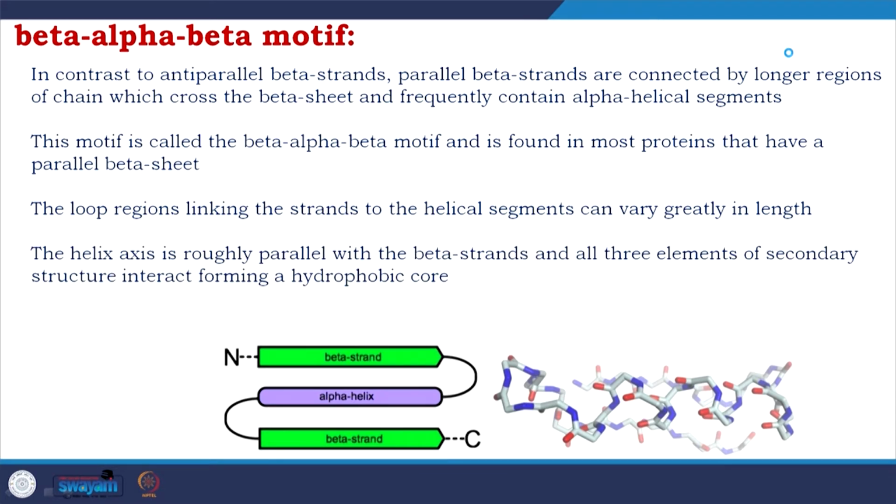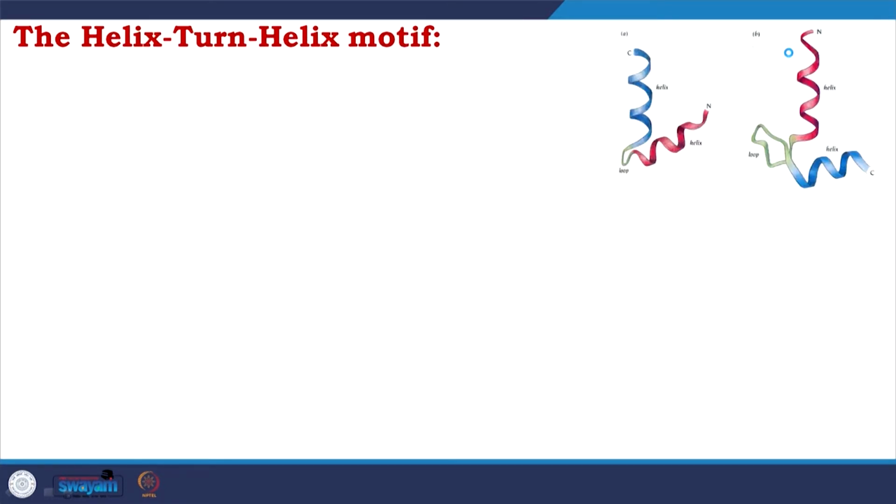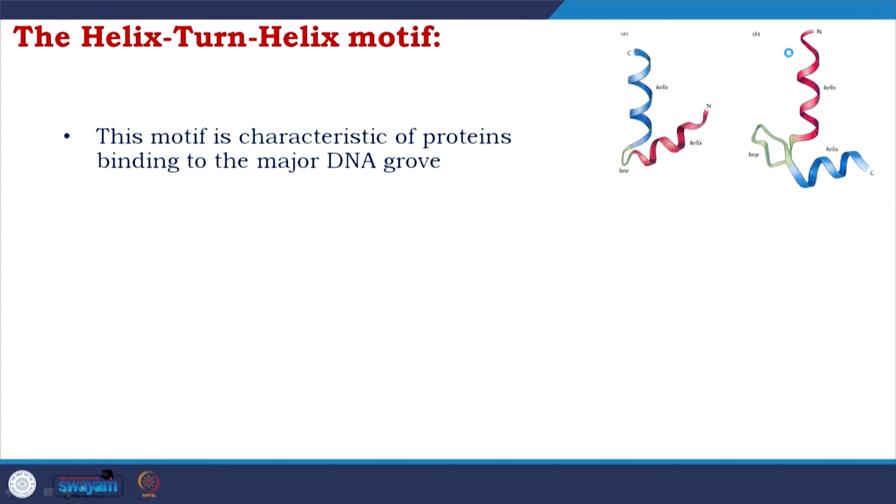The helix axis is roughly parallel with the beta strands, and all three elements of secondary structure interact, forming a hydrophobic core. The beta alpha beta motif almost always has a right handed fold. The helix turn helix motif, with which we started our discussion of supersecondary structures, is a very popular one. It is characteristic of protein binding to the major DNA groove.